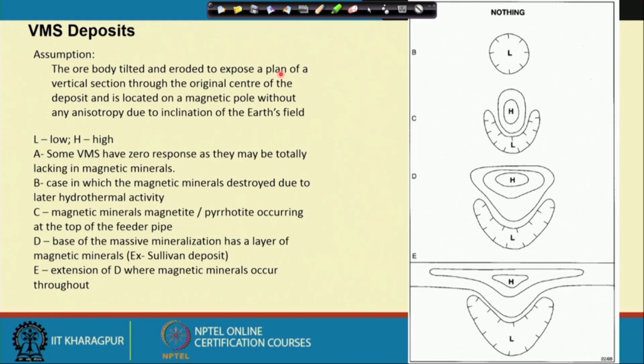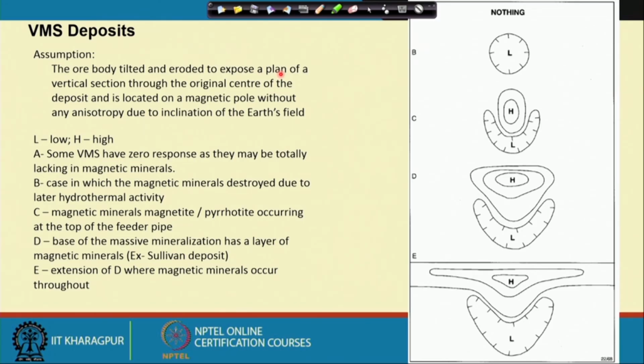So, the assumption is that the ore body is tilted and eroded to expose a plan of a vertical section through the original center of the deposit and is located on a magnetic pole without any anisotropy due to inclination of the Earth's field. If that is the assumption, then for the volcanogenic massive sulphide deposit geometry that we have seen, imagine that it is just tilted, so that the massive sulphide lens and the stockwork feeder pipe with its alteration zone are all preserved.